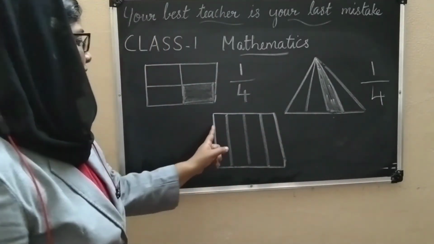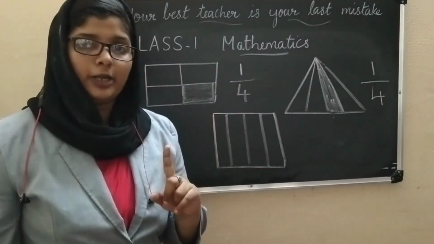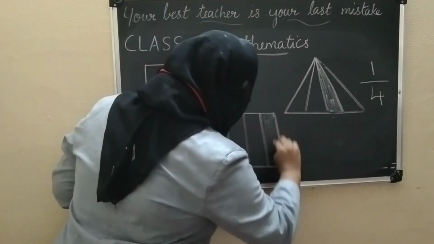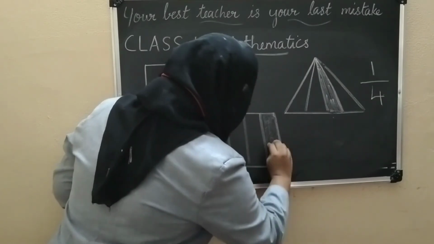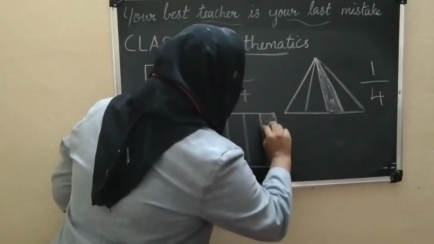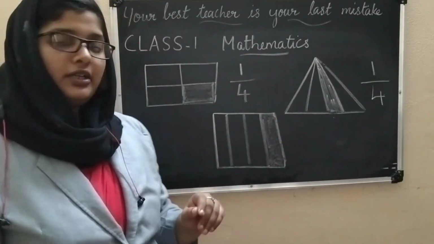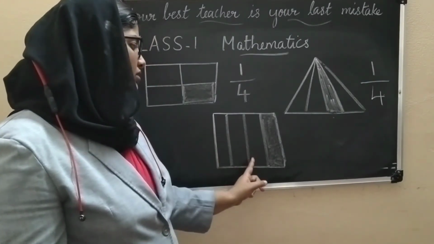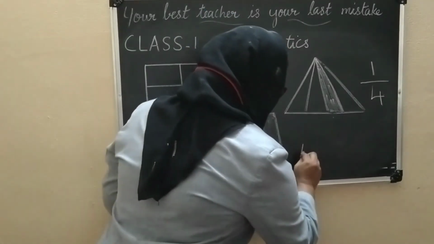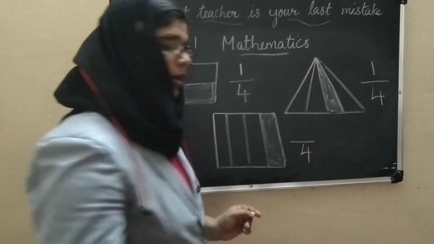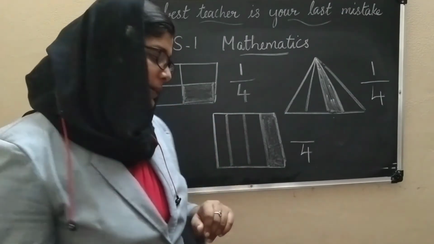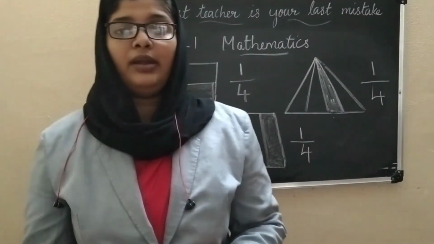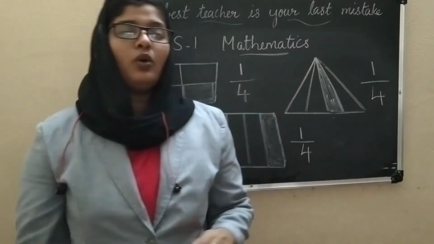Okay. Next, from this we need to choose one part. So I'm going to shade this part. Okay. Then we need to write the fraction for the shaded part. So find out how many total parts are there. 1, 2, 3, 4. 4 parts. Out of that 4 parts, how many parts are shaded? 1 part. So we need to write that one. Okay, that is 1 by 4. 1 fourth or a quarter.